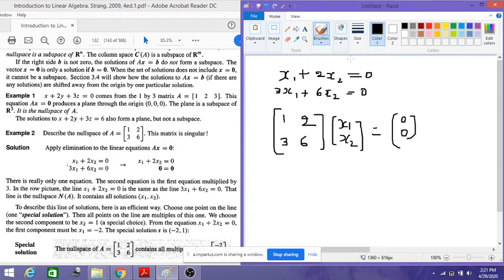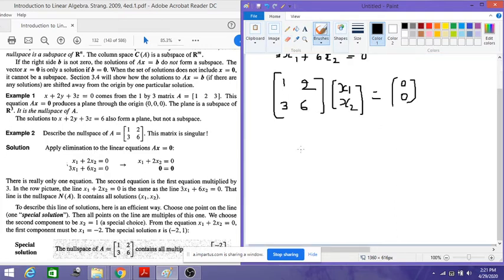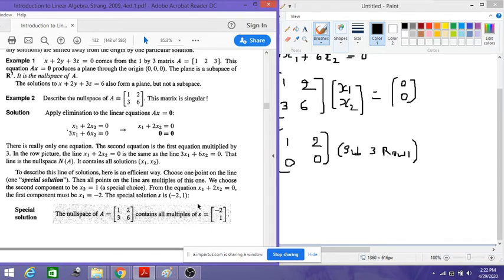Now if we go with the elimination process as usual, we multiply the first row by 3 and subtract it from row 2. So then I'll get 1, 2, and 3 minus 3 gives 0 here, and 6 minus 6 gives 0 here. This is nothing but what we got by subtracting 3 times row 1 from row 2. So we got this matrix.